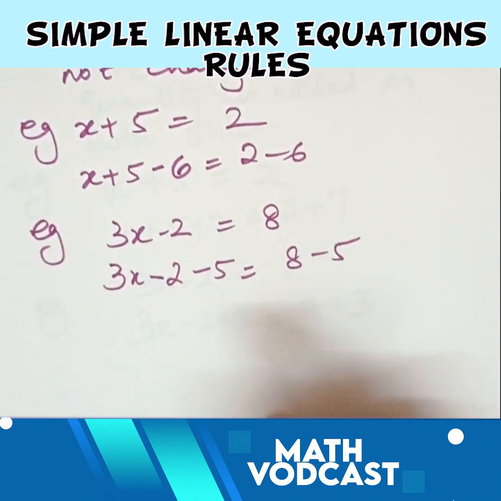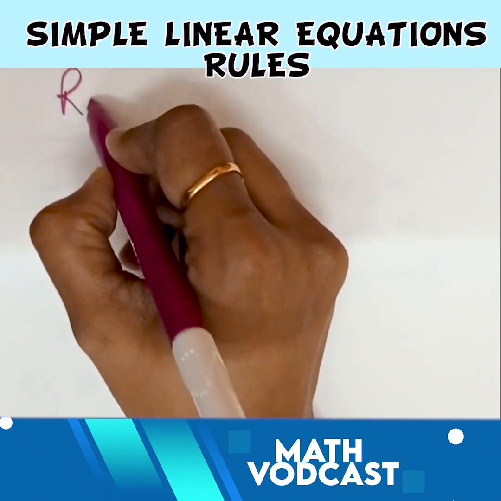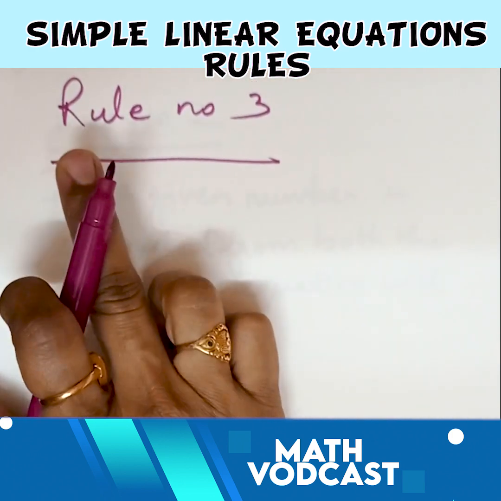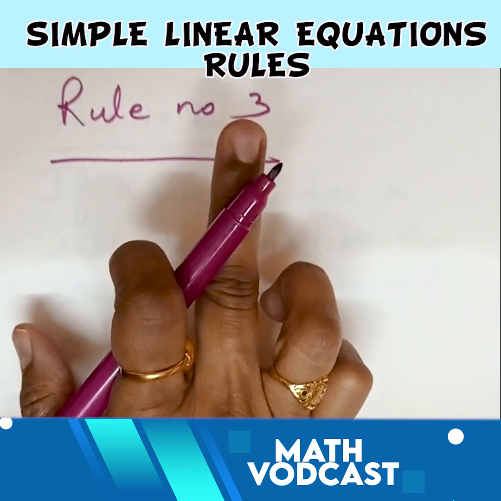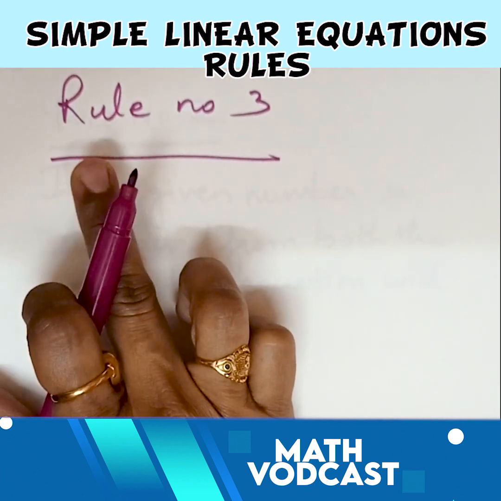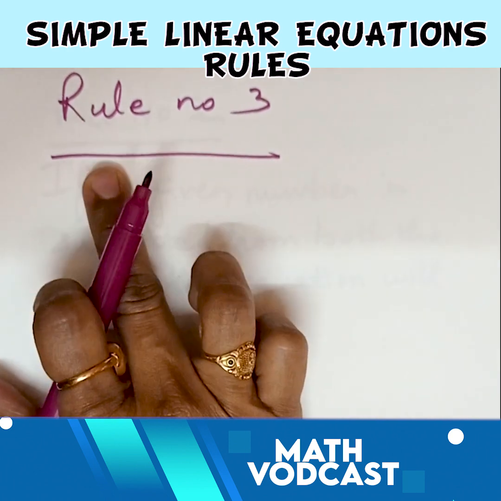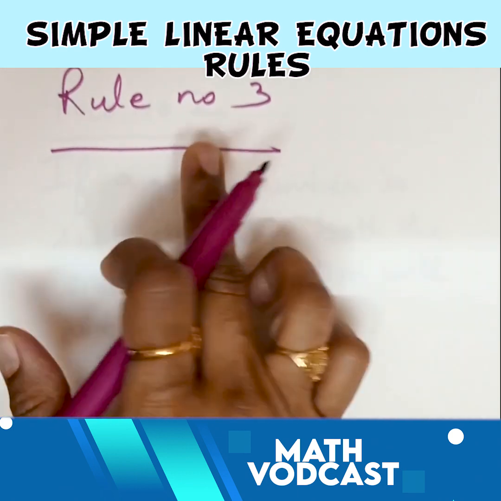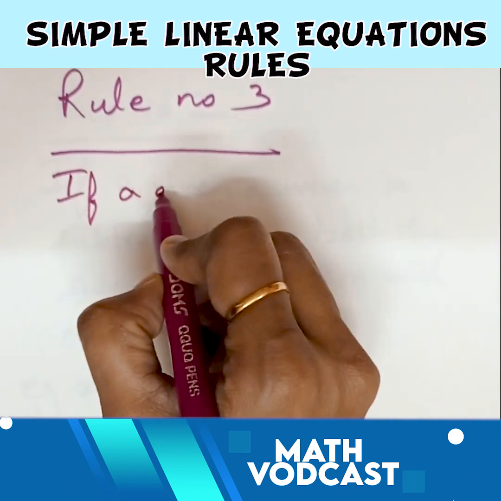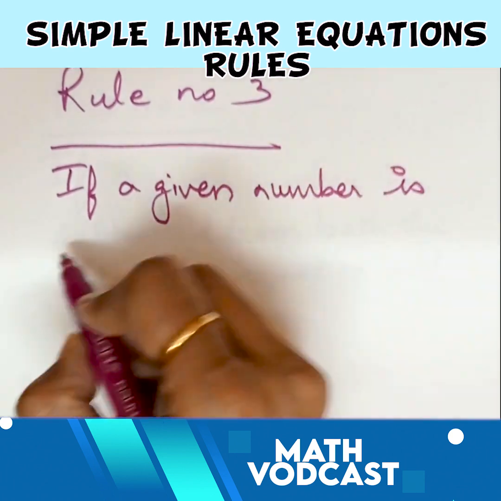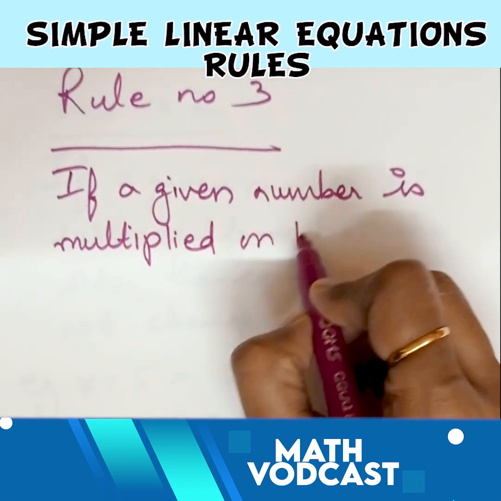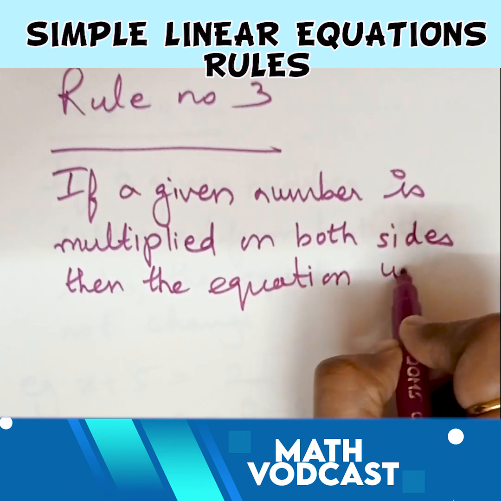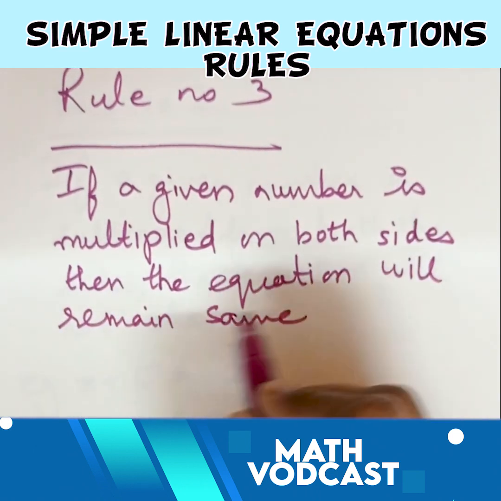Now let's go to the next rule, that is rule number 3. Okay, what is this rule? The first rule was when we add a number on both the sides, the equation will remain the same. Rule number 2 was when we subtract a given number from both the sides, the equation will remain the same. Rule number 3 is about multiplication. If a given number is multiplied on both sides, then the equation will remain the same.